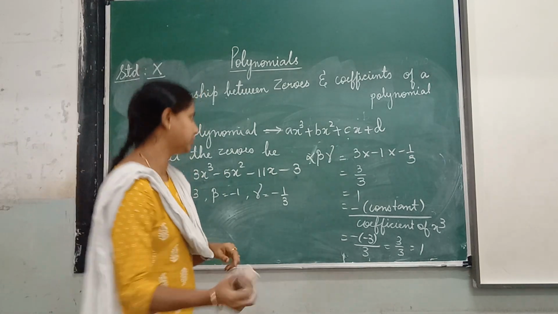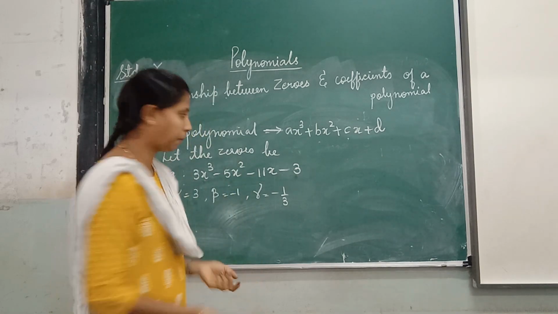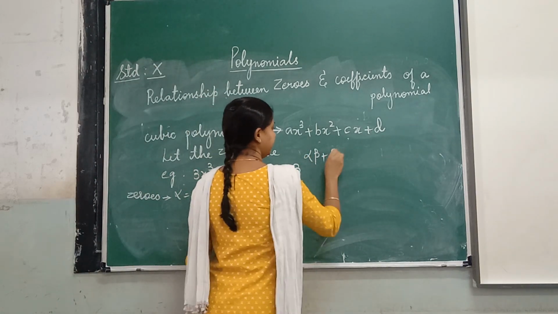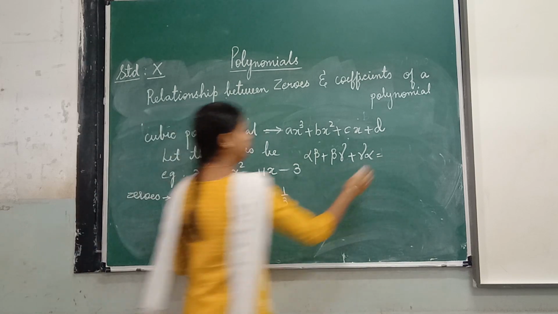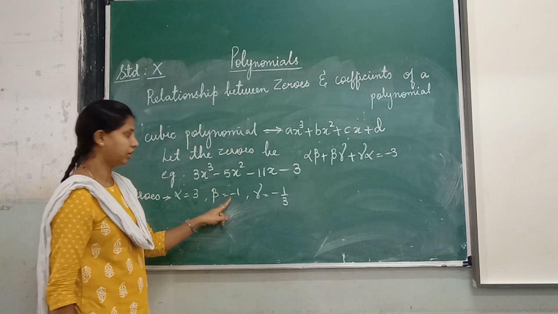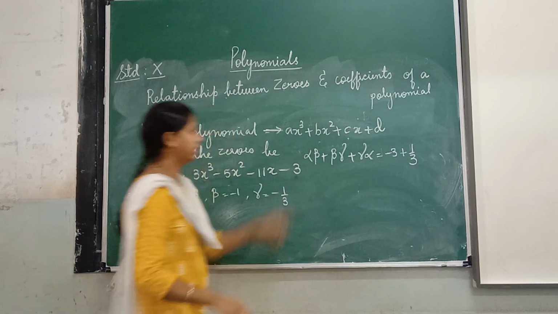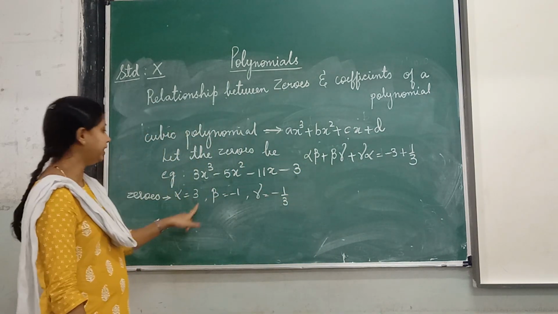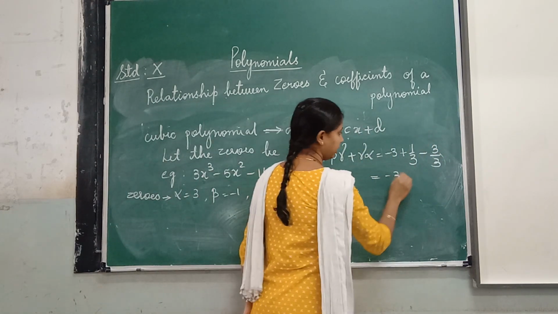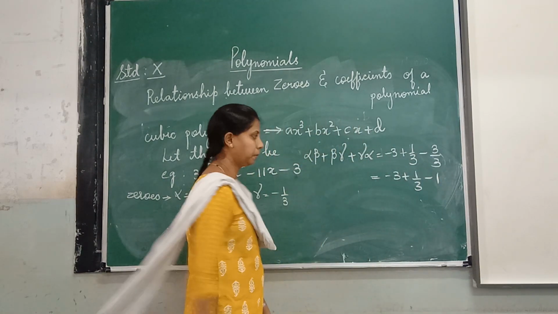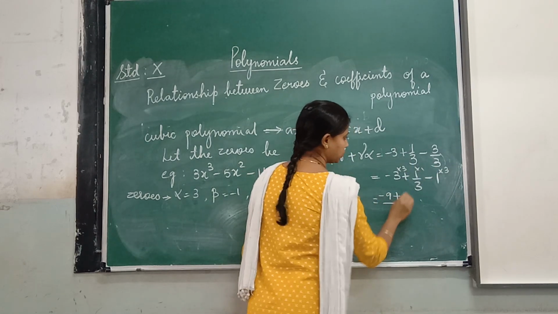Now next, here is one more relationship between these zeros and its coefficients, that is the sum of the products of its zeros, that is alpha into beta plus beta into gamma plus gamma into alpha. Yes, if you multiply, 3 into minus 1 is minus 3, beta into gamma, that is minus 1 into minus 1 by 3, you get plus 1 by 3. Then gamma into alpha, that is minus 1 by 3 into 3, you get minus 3 by 3. So minus 3 by 3 is nothing but minus 1, so you get minus 3 plus 1 by 3 minus 1. Now the LCM is again 3, so that is minus 9 plus 1 minus 3.